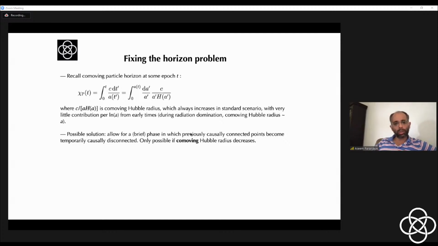And in order to do that, what you have to do is to make the co-moving Hubble radius decrease as a function of time. Because if you go back to this argument that I gave before, the Hubble radius is basically giving you a size beyond which causal effects cannot propagate locally, right?